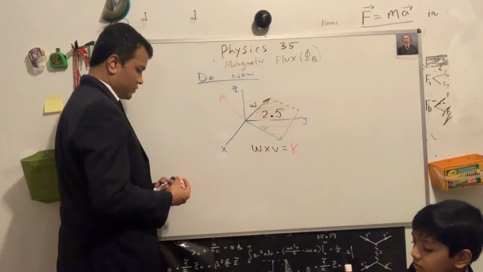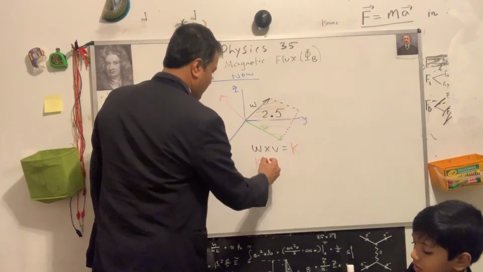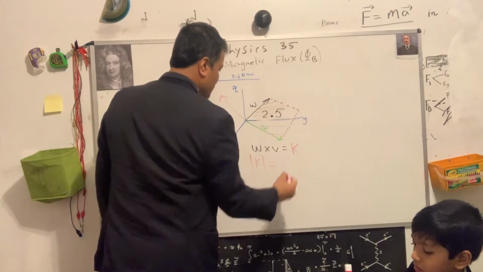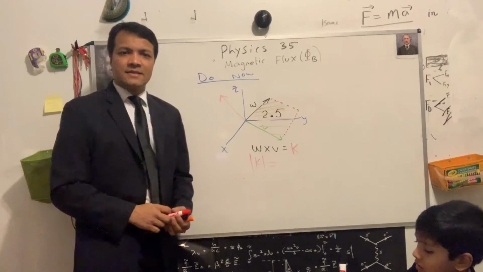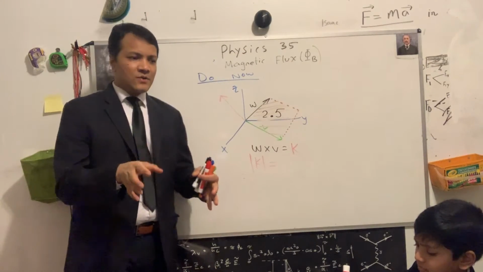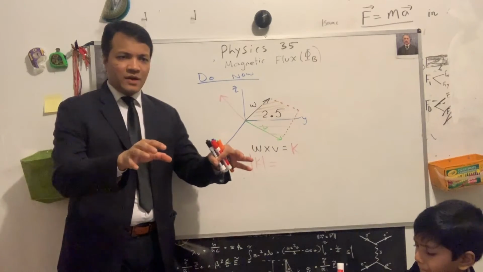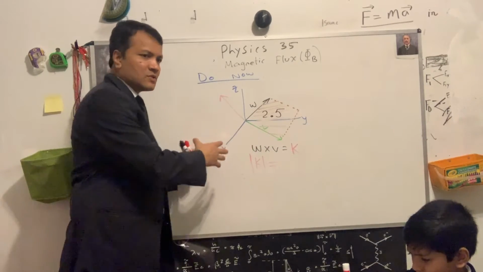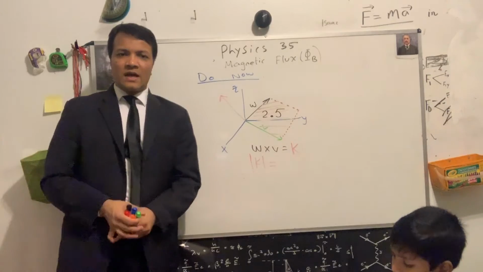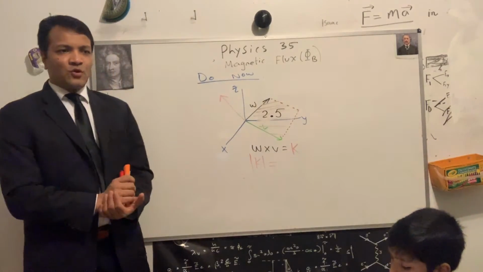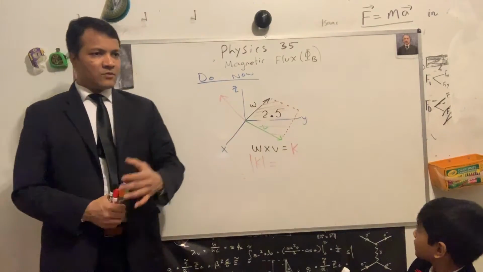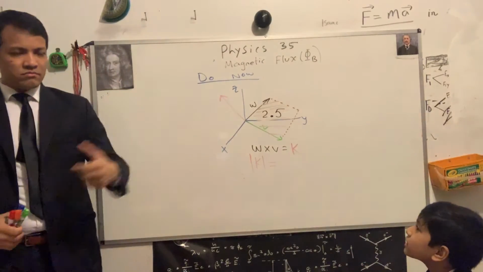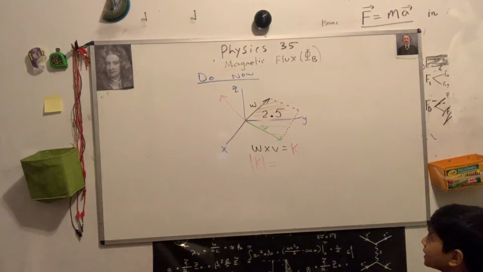Alright, so what I want you to do for the do now is find the magnitude of K. I'm going to give you a few seconds. First try it yourself on the little board you have, and then come to the board and do it for the whole class. Raise your hand if you want to do it on the board. Why don't you try first, and then you go next?